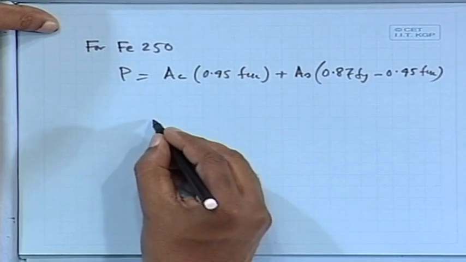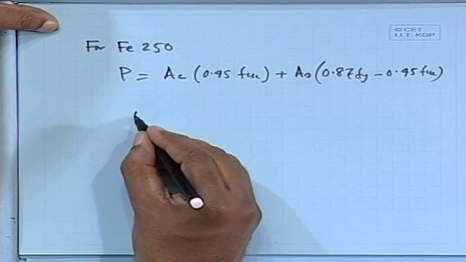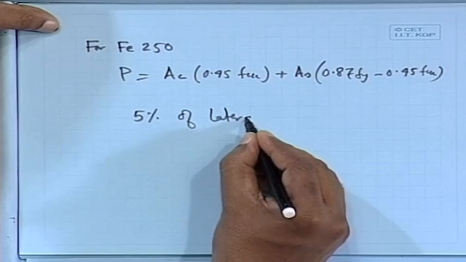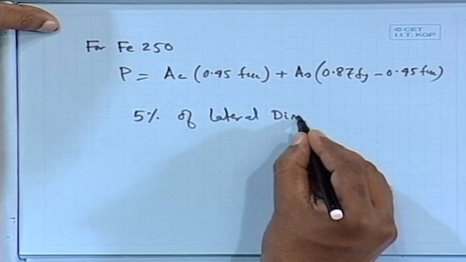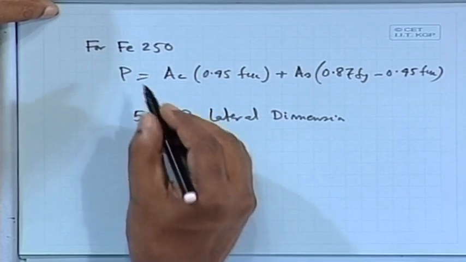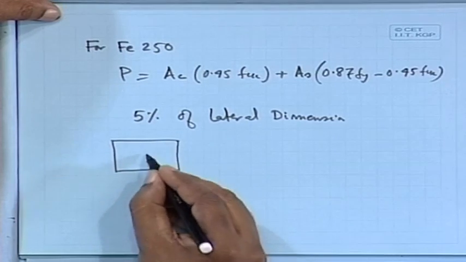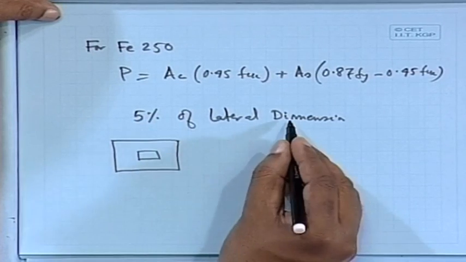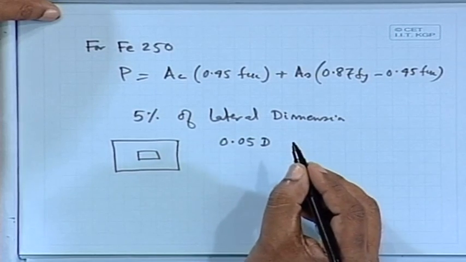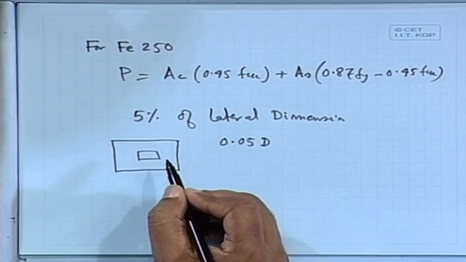We assume that the axial load will be within 5% of the lateral dimension. That means this P is acting within 5% of the lateral dimension, let us say 0.05 D. Then we shall consider this as an axially loaded column. That means we shall not take that eccentricity.